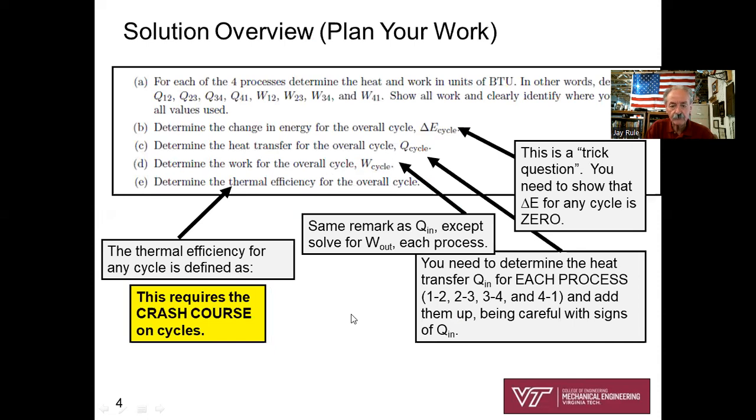Okay, so a little bigger screenshot of what you're trying to do. Now, part B is basically a trick question. Because if we went back and looked at that cycle, you see that we start and end at the same place. A little bit more of that later, but essentially delta E for the cycle is E1 minus E1, which is 0. Part C, this is where you're going to add up all the Qs that you found for part A. Part D, add up all the Ws that you found for part A, and then E, the thermal efficiency. And this is going to require some classroom work, or at least looking at my crash course for the definition of thermal efficiency. So a lot more than just a formula.